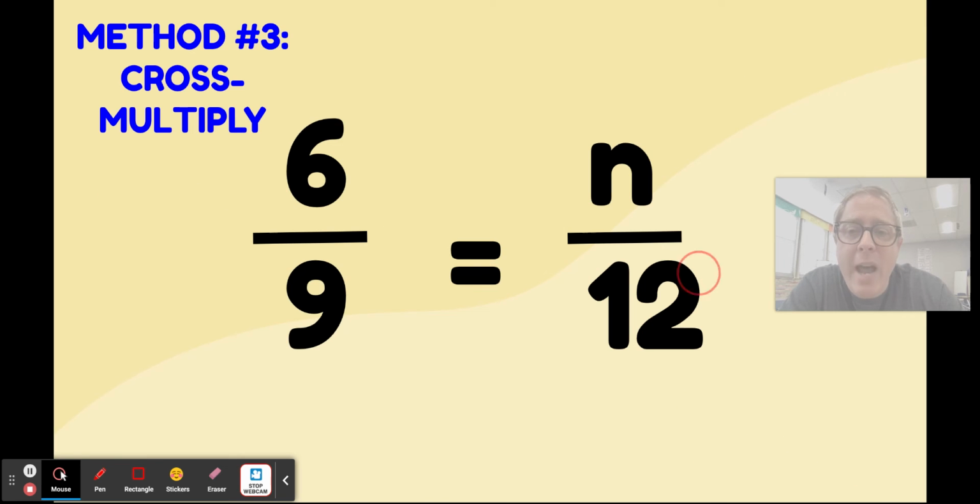All right. Now I want you to try one. Cross multiply. Find the product you get from the diagonals. Multiply 6 times 12. That's going to be the same product you would get if you multiply 9 times n. And use that to figure out what n has to be. Okay?